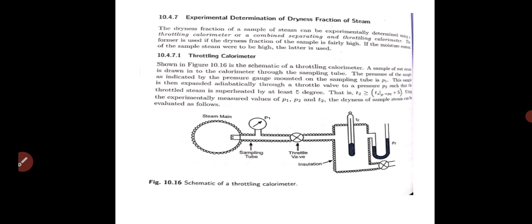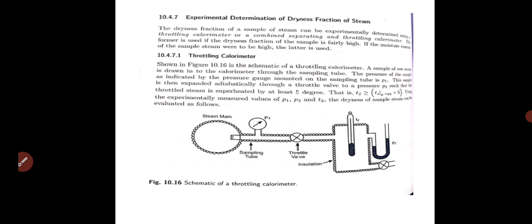A sample of wet steam is drawn into the calorimeter through a sampling tube. The pressure of the sample, as indicated in the pressure gauge mounted on the sampling tube, is P1. So first we take the pressure P1. The sample is then expanded adiabatically through a throttle valve to a pressure P2 such that the throttled steam is superheated by at least 5 degrees.